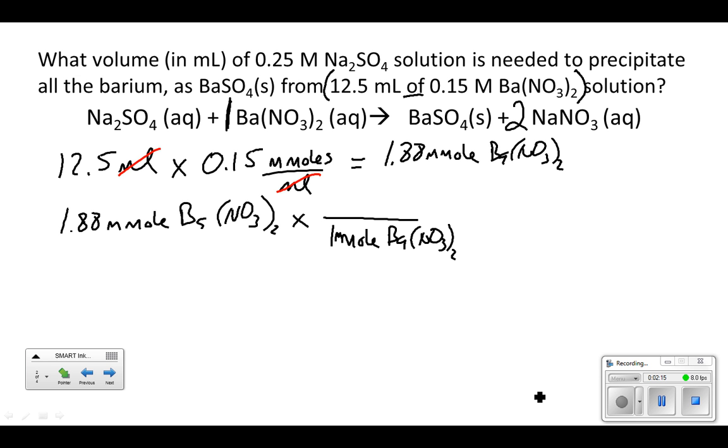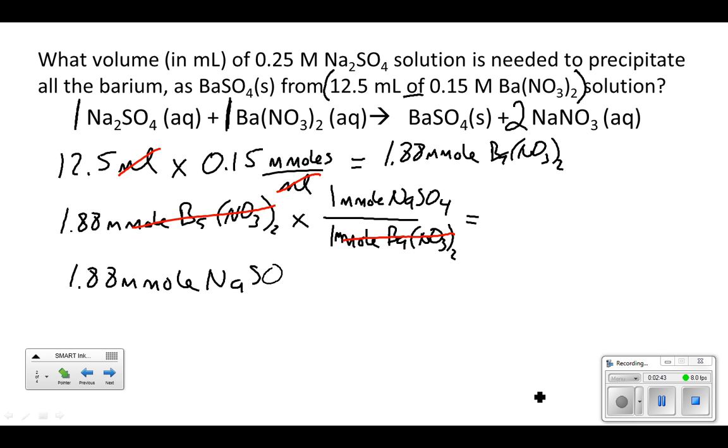On top goes what we're looking for, and we are looking for sodium sulfate. In front of sodium sulfate is also a number 1, so that's 1 millimole of sodium sulfate. Doing that didn't change the substance, because we're just going to cancel out millimoles of barium nitrate here and here, leaving us with 1.88 millimoles of sodium sulfate. All right, so we have millimoles of sodium sulfate.